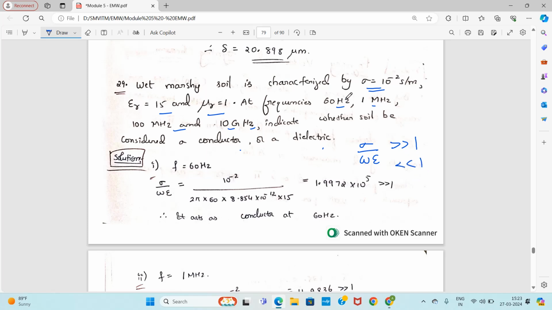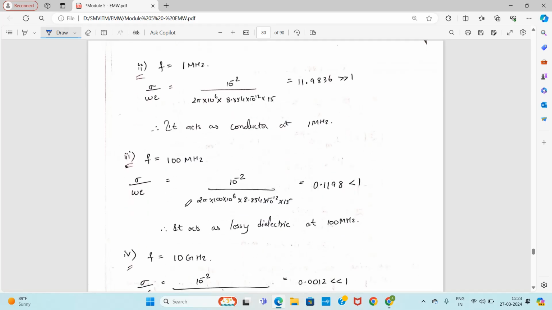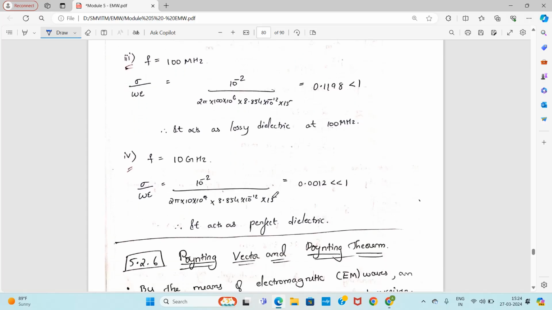For the first frequency, 60 Hertz, you calculate sigma by omega epsilon. What is the answer you get? It is 10 power 5 plus 5, so it's very high compared to 1. So it is a good conductor. Next frequency, 1 megahertz. You're still getting 11.98, which is greater than 1, so it is still a conductor. The third frequency is 100 megahertz. If I take the ratio, I'm finding 0.1198. Not very much less than 1, but very close to 1. So I can say it is a lossy dielectric, not a perfect dielectric. And for the last frequency, 10 gigahertz, I'm getting a ratio which is very small compared to 1. In this case, you can say it is a perfect dielectric.